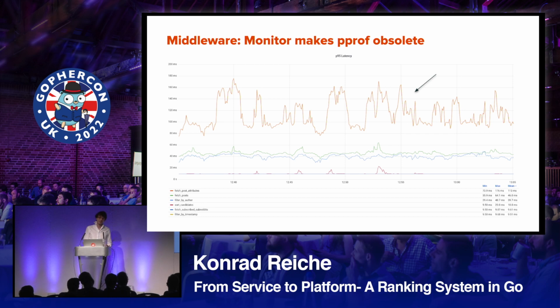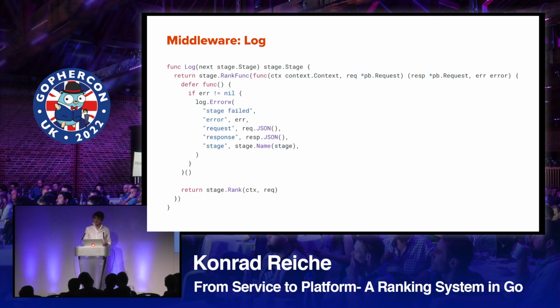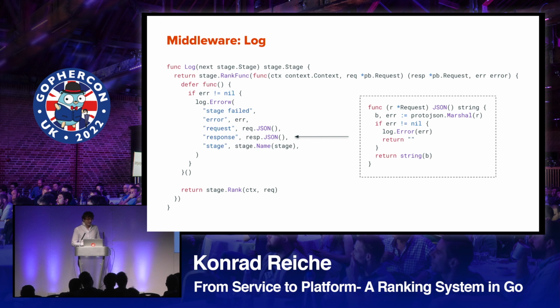The next middleware helps us with diagnostics, a logging middleware. We use the deferred function statement to only log if a stage returned an error. And this is great when you use structured logging, because our request type already has this generic makeup. Or even if it doesn't, if you use protobuf, we can use proto.json to just log the entire request. This is great because there is no need to modify or add any information if you're debugging something. You just get the full picture.